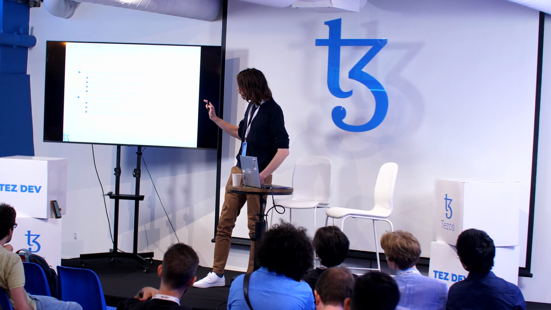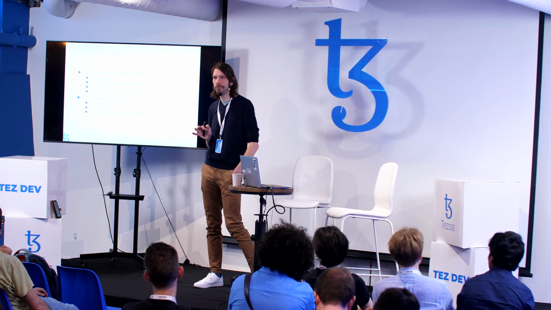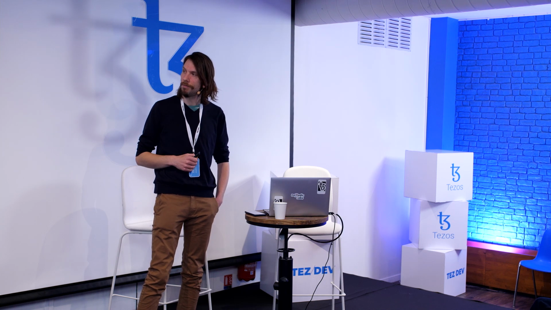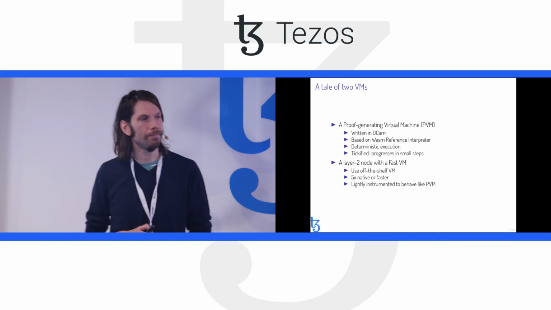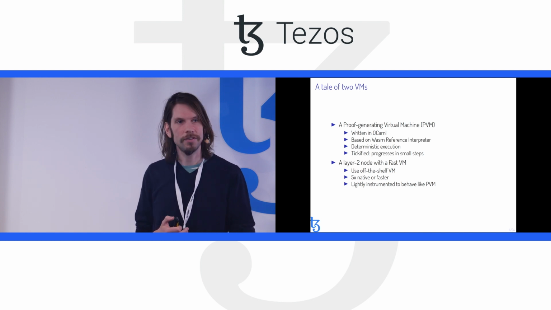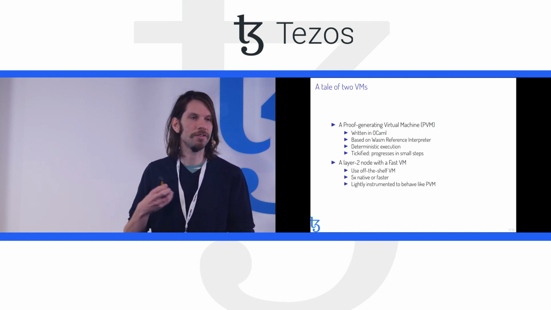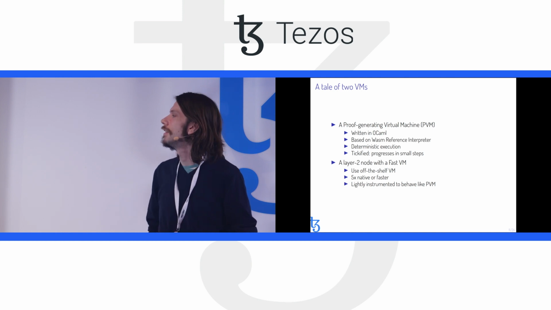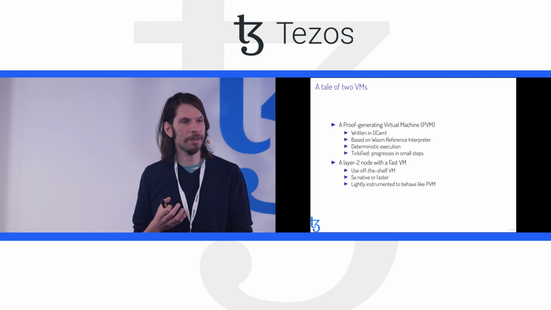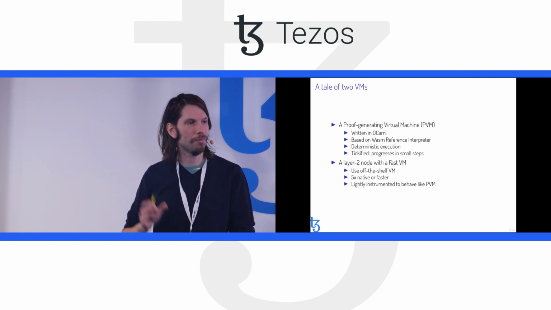So like Yann mentioned, we have 2 VMs. We have the proof-generating virtual machine, which acts like the reference interpreter for this system. This is written in OCaml, and it is based on the official reference interpreter for WebAssembly. So we have made some modifications to this. Most importantly, we have made it deterministic. Because it's a blockchain, we have to be deterministic. We can't in any way depend on, say, the execution environment, the hardware, for example. And the second thing that we have done is that we have tickified this. So we have broken it up into small execution steps. So we're going to see an example in just a second.